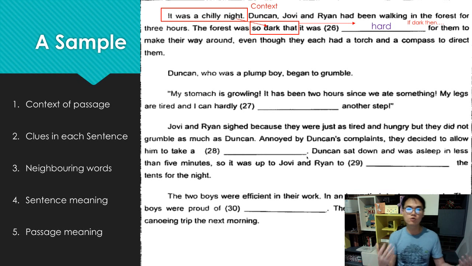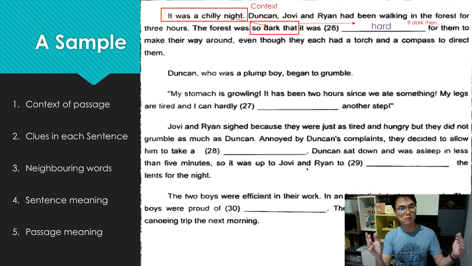So notice I've used the contextual clue so dark that, and it points to the fact that it was hard for them to make their way around. So that's the first answer. I'm very certain that it's correct because it's hard for them even though they each had a torch and a compass to direct them.